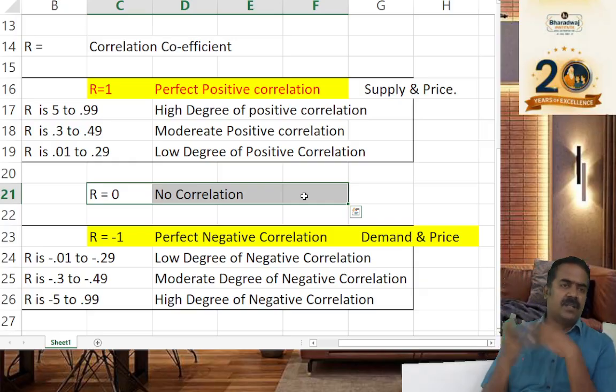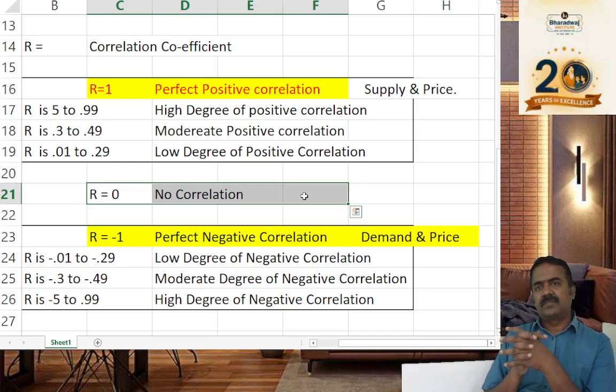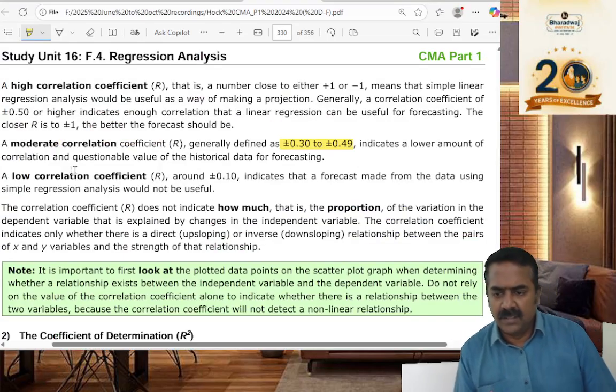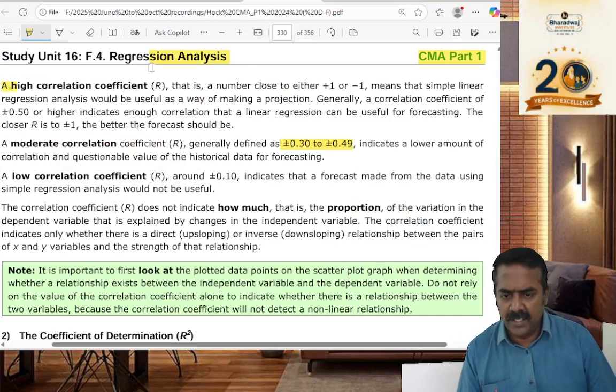If R is equal to 0, whatever may be the price, demand is stable. No? That is called as what? No correlation, 0. Okay, that is what they have expressed here. High degree correlation coefficient, moderate degree, low degree at the moment.